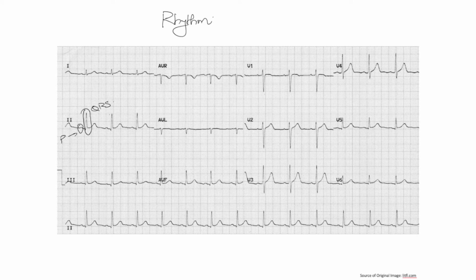So for a rhythm to be considered sinus, which is normal, you would look for the following characteristics. The first thing you would want to look at would be lead 2, and see if all the P waves look upright, if all the P waves are symmetrical, and if the PR segment is approximately of the same duration in all the beats.